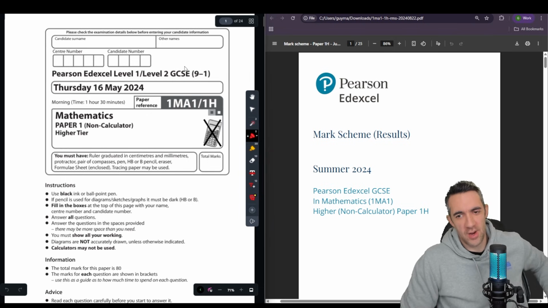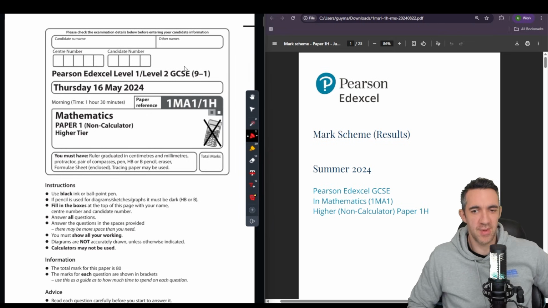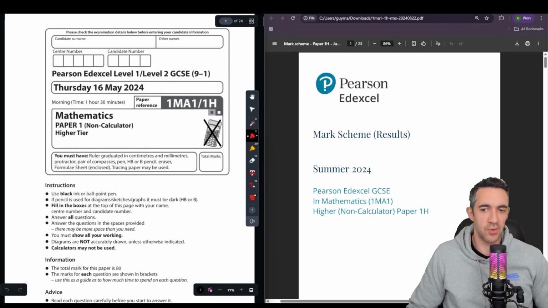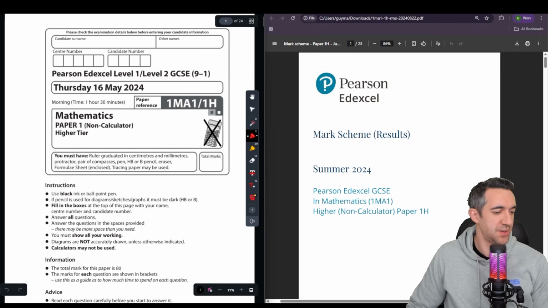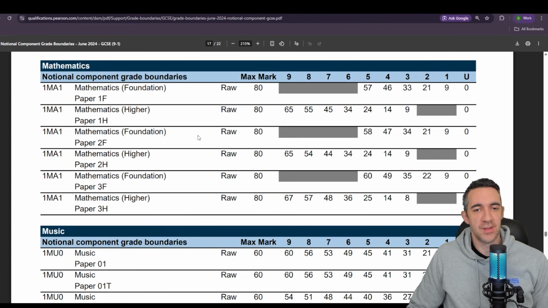All right, so I have been and found the mark scheme for this paper. So our summer 2024 non-calculator higher paper mark scheme. So we're going to go through and see how many marks I managed to get on my questions, whether I managed to get those near misses that we were looking for. And what I've done, I've gone and found our grade boundaries for the paper. So here is what they call the notional component grade boundaries.